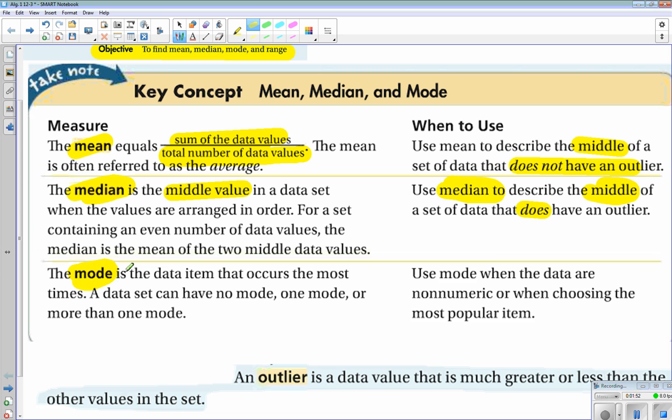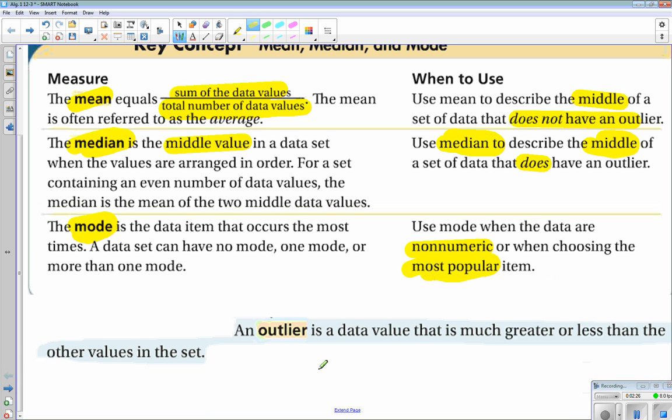Lastly, in this section is the mode, the data item that occurs the most times. A data set can have no mode when you don't have one number that occurs more often than another. You can have one mode when you have one item that occurs more than any of the others, or you can have more than one mode. We want to use mode when the data are non-numeric or when choosing the most popular item. An outlier is a data value that is much greater or much less than the other values.